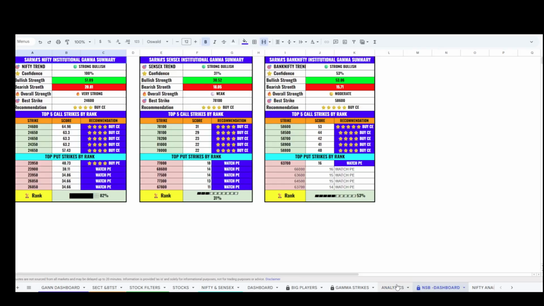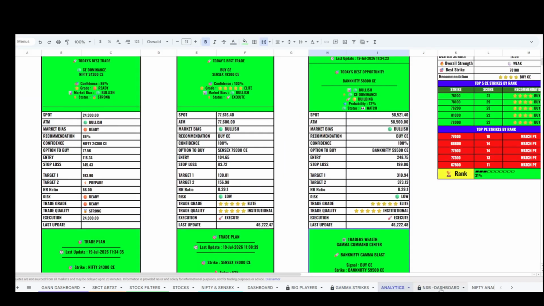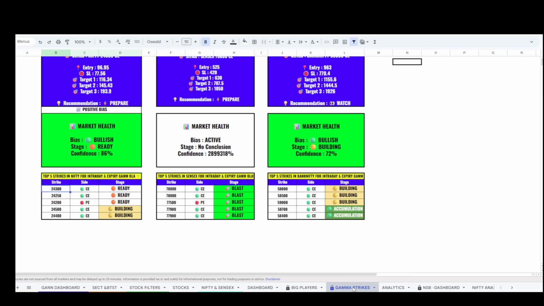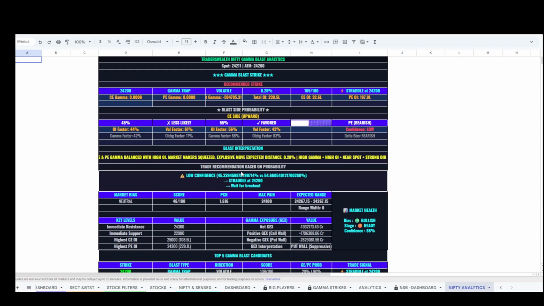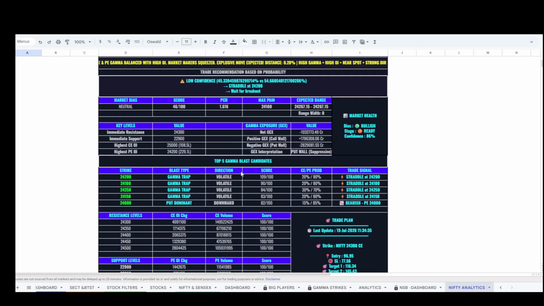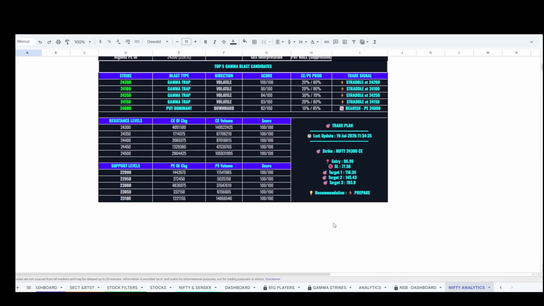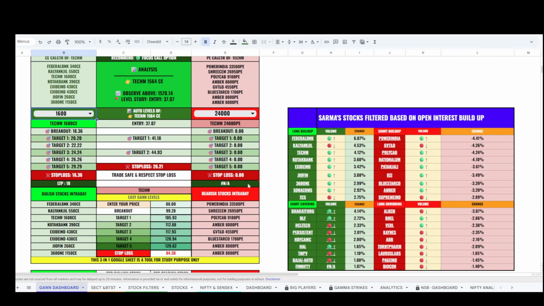I have given three, but I'll put any one of these three. Then we have the analysis, Nifty analysis, and everything is given over here: which strike price is good to buy and which strike price is good to sell. Similarly, the recommendation and trade plan are also given here. This is all about our sheet, which has everything.